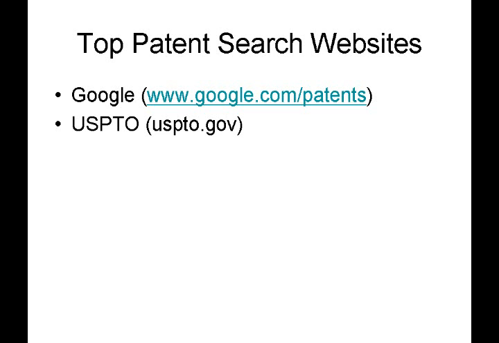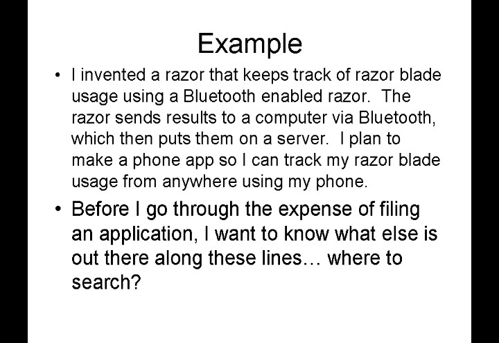To illustrate how this might work, if you just want to do some poking around, we're going to discuss a hypothetical example. So suppose that I invented a razor that keeps track of razor blade usage using a Bluetooth-enabled razor. The razor sends results to a computer via Bluetooth, which then puts them on a server. I plan to make a phone app so I can track my razor blade usage from anywhere in the world using my phone. So that's my overall concept. And before I go through the expense of filing a patent application, I want to know what else is out there along these lines. Where to search?